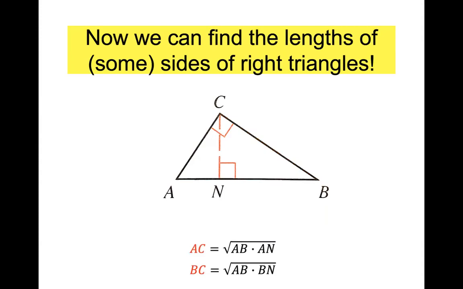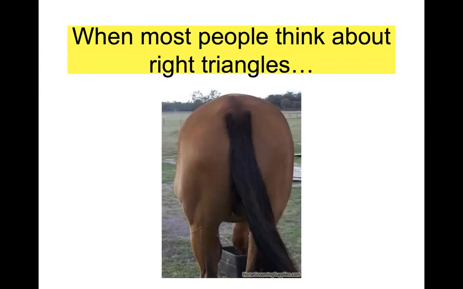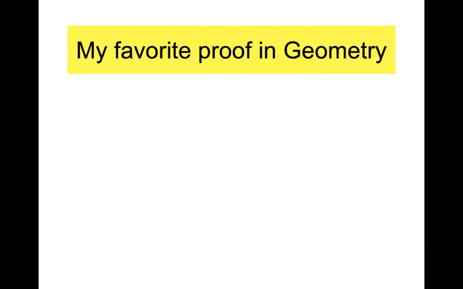We can find the lengths of the sides of a right triangle. But here is that when most people think about right triangles, they instead think of the Pythagorean theorem. It's the more common use. When you get into higher level math, especially pre-calculus and calculus, the Pythagorean theorem is used quite frequently. This is my favorite proof in all of geometry, or that we do this year, I should say. So I'm going to prove the Pythagorean theorem. And like I said, I'm assuming that you've seen the Pythagorean theorem before. If not, well, then here we go.